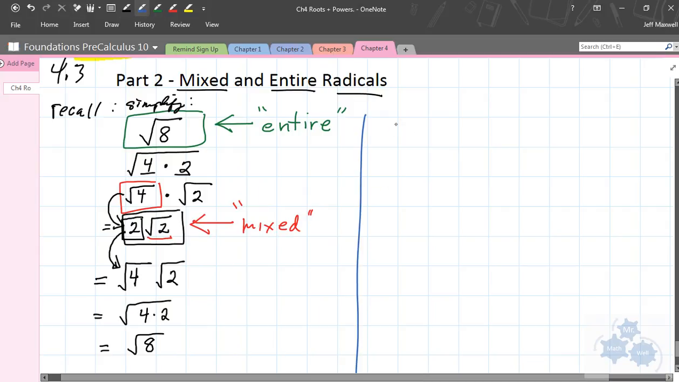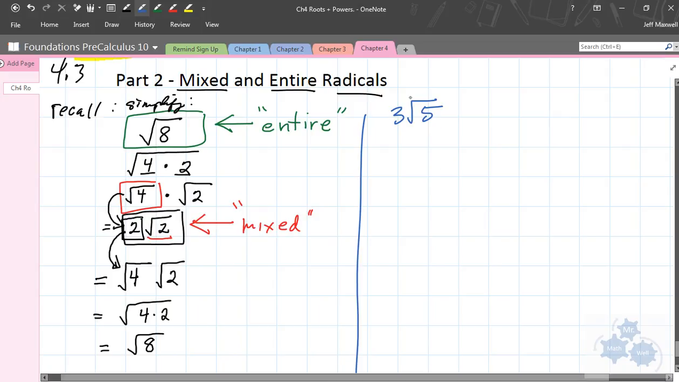So let's say we've got, well, going from entire to mixed is just simplifying, right? So we've done that already. Let's go from a mixed to an entire radical. So what about 3 root 5?